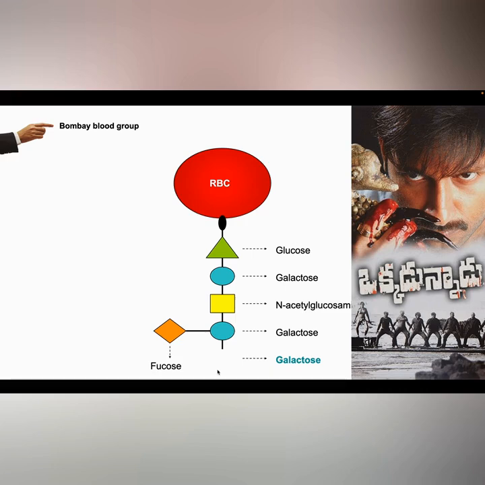Now we say Bombay blood group is another blood grouping system. I told you all that the RBC membrane will have a common antigen called H antigen. In the previous slide I showed you the terminal sugar having N-acetyl galactosamine, we called it A antigen, but here it was replaced by galactose. Now we can call it B blood group people.